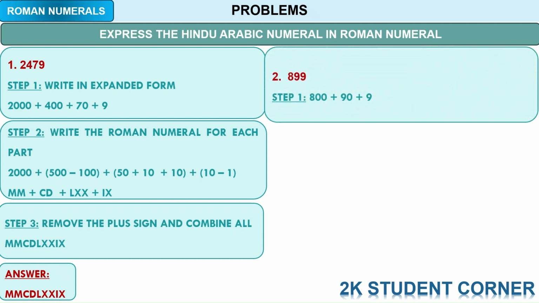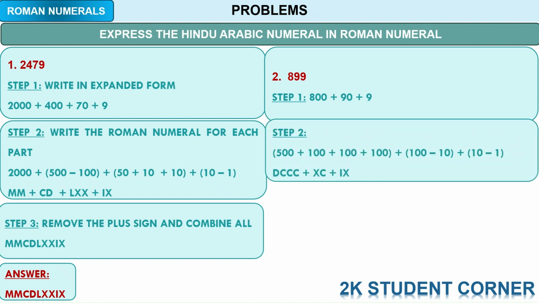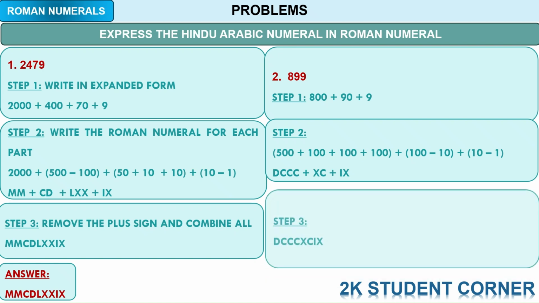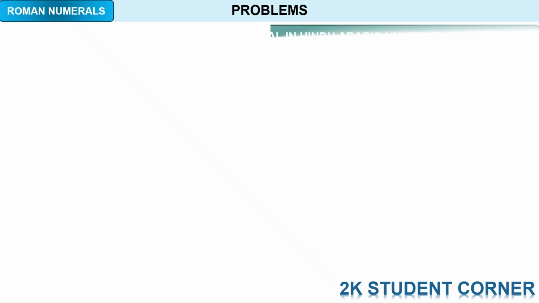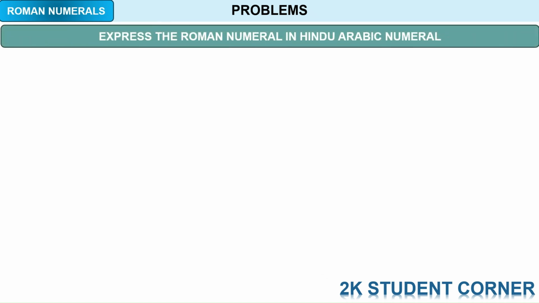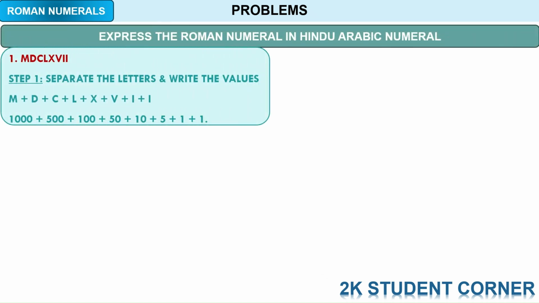Question 2. 899. In expanded form, 800 plus 90 plus 9. Next, 800 is equal to 500 plus 100 plus 100 plus 100 equals DCCC. 90 equals 100 minus 10 equals XC. 9 equals IX. Then remove the plus sign and put all together. DCCCXCIX.